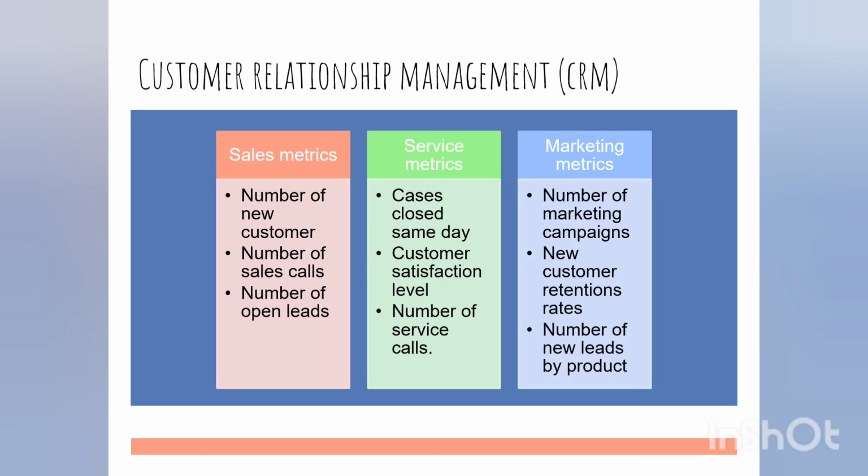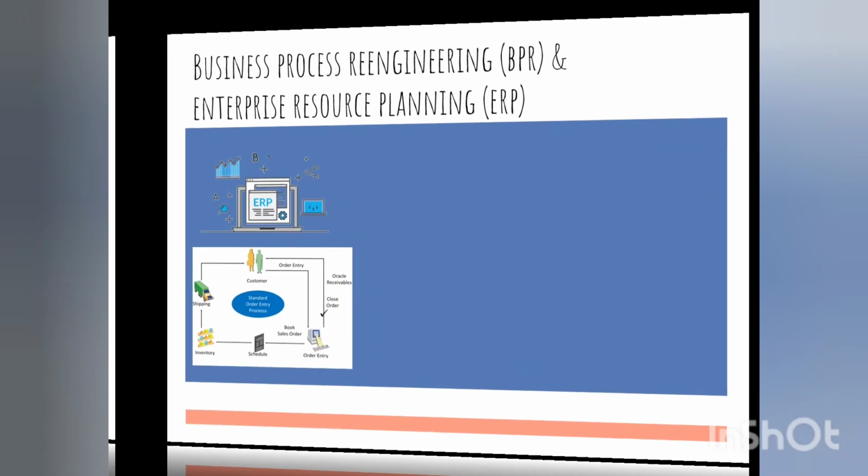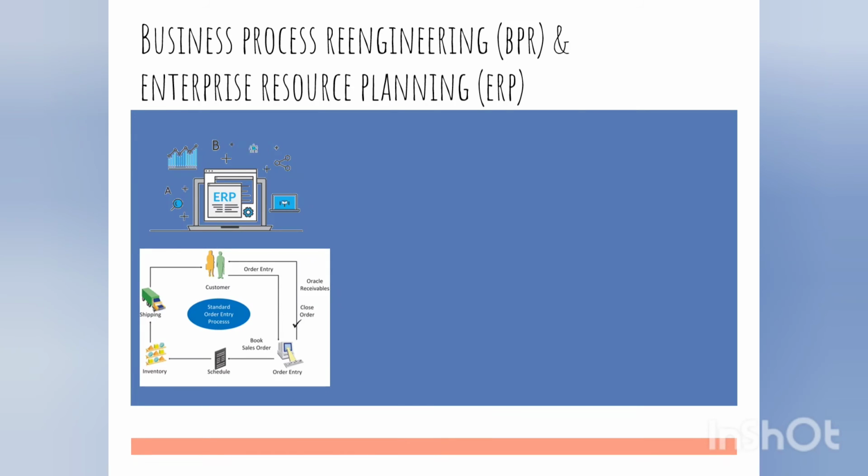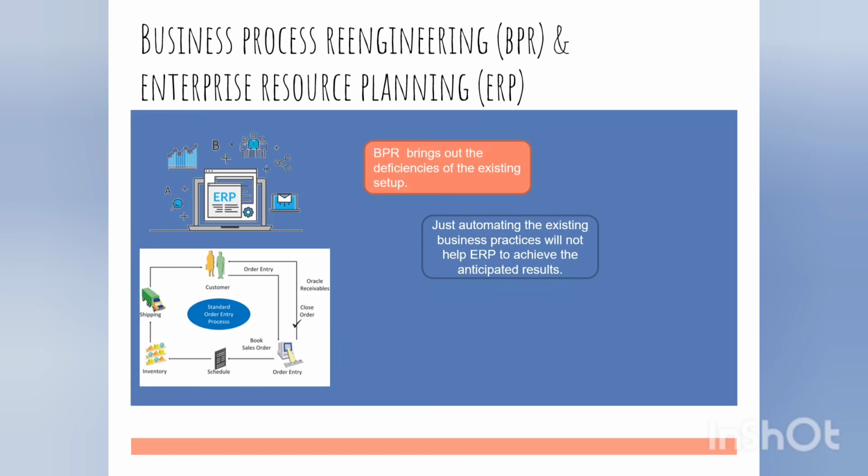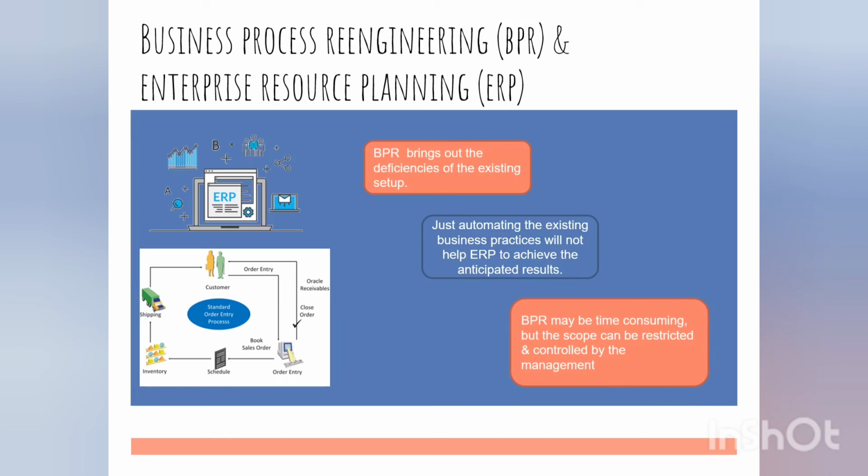Customer relationship management. First, we have sales metrics, service metrics, and marketing metrics. Lastly, business process reengineering and enterprise resource planning. BPR brings out the deficiencies of the existing setup. Just automating the existing business practice will not help ERP to achieve the anticipated results. And lastly, BPR may be time-consuming, but the scope can be restricted and controlled by the management.